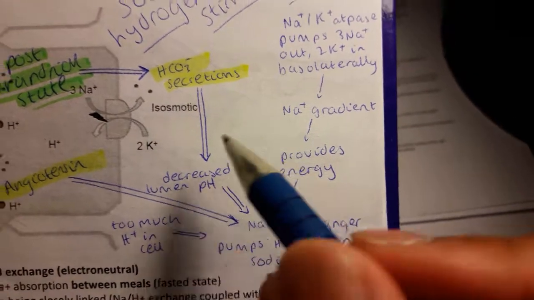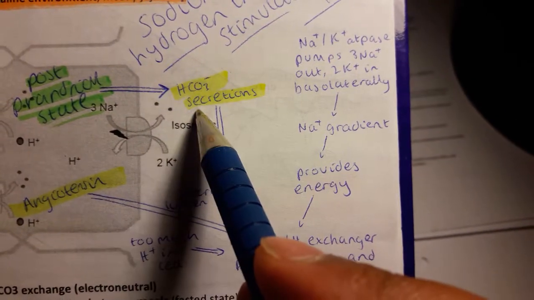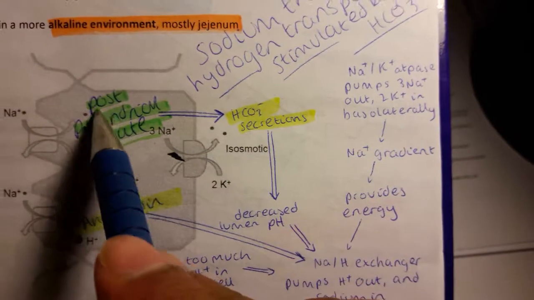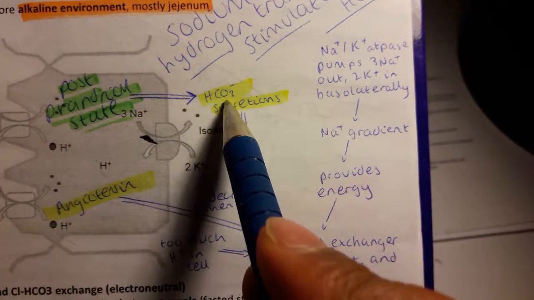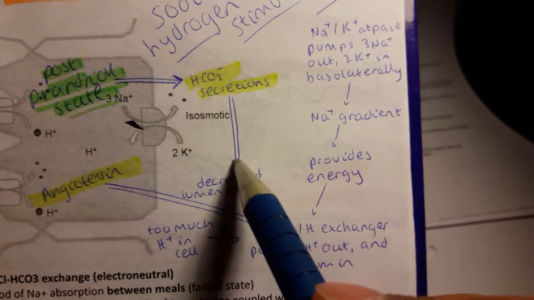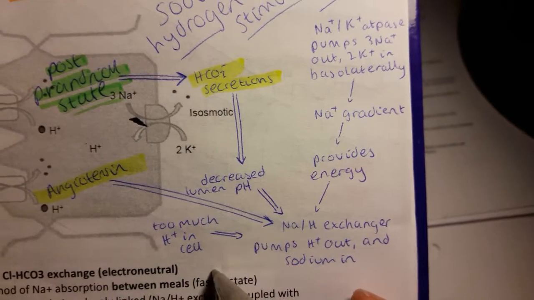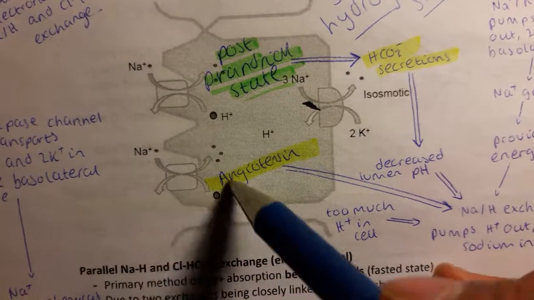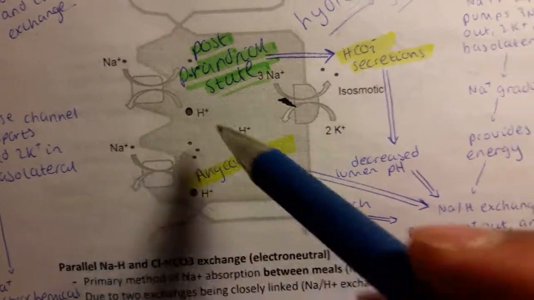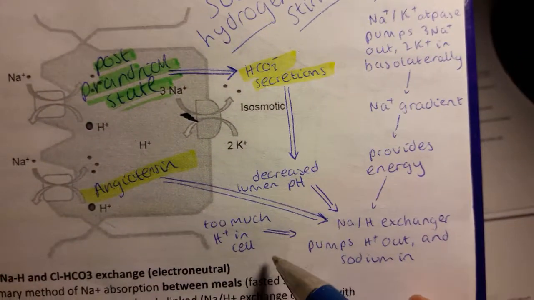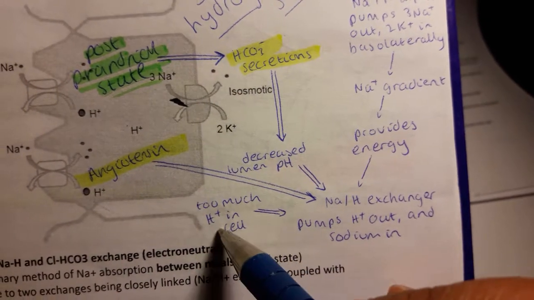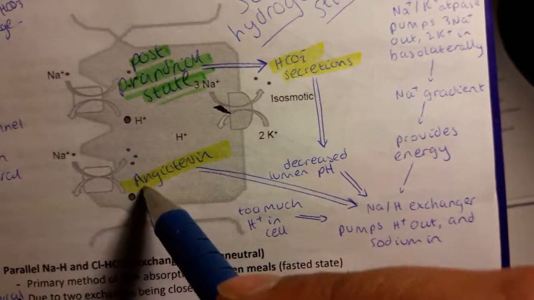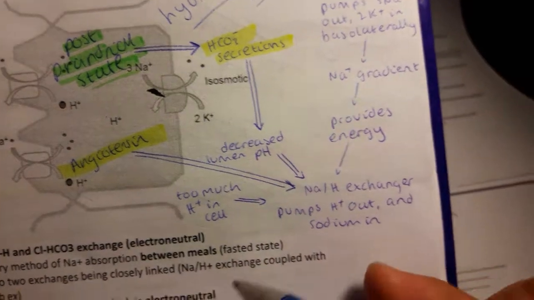And as I said, what stimulates this? Well, it is the bicarbonate secretions as a result of, well, you've eaten. The pancreas has secreted bicarbonate. So the bicarbonate is causing a decreased lumen pH. If the lumen pH is decreased, you want to balance that out by pumping hydrogen out through this sodium-hydrogen exchanger. And if there's too much proton in the cell, that's another reason for it to be pumped out.